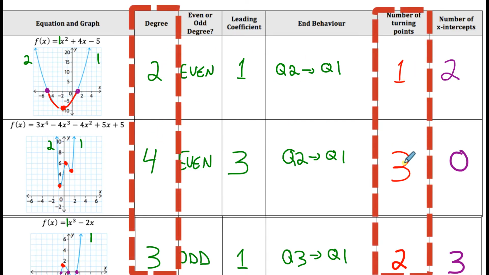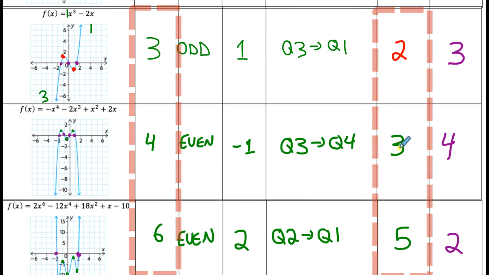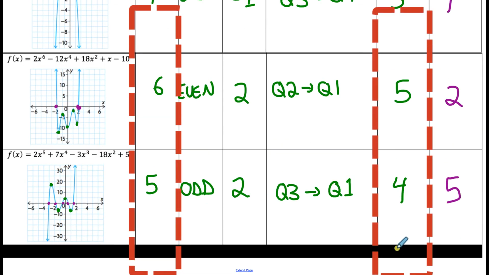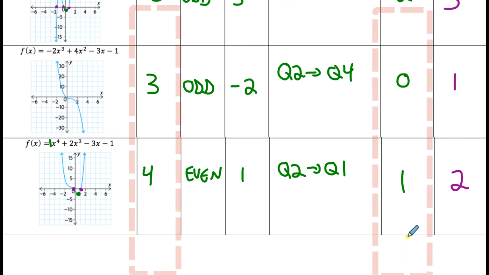A degree 4 has 3 turning points. A degree 3 has 2 turning points. A degree 4 has 3 turning points. Degree 6 has 5 turning points. Degree 5 has 4 turning points. Degree 5 has 2 turning points. Degree 3 has 0 turning points. And degree 4 has 1 turning point.